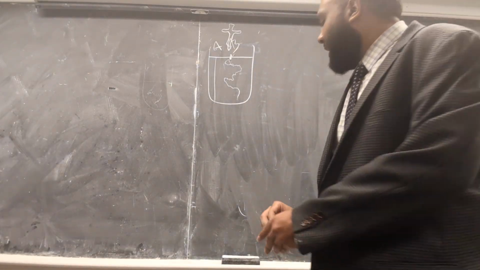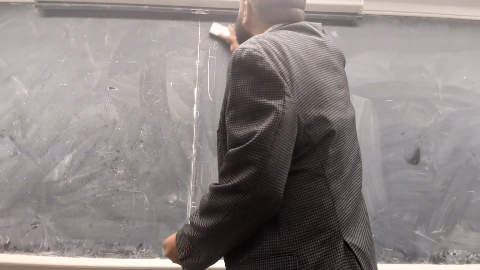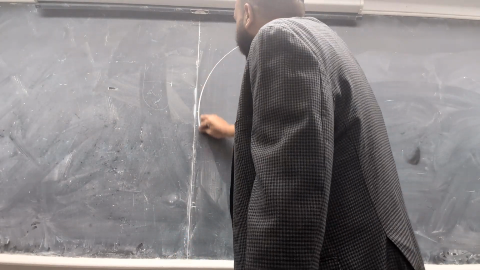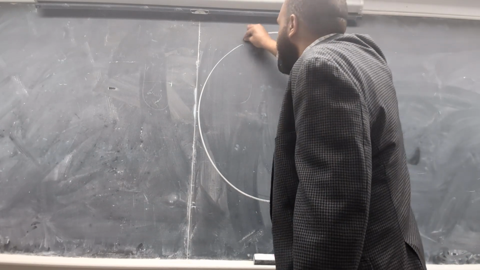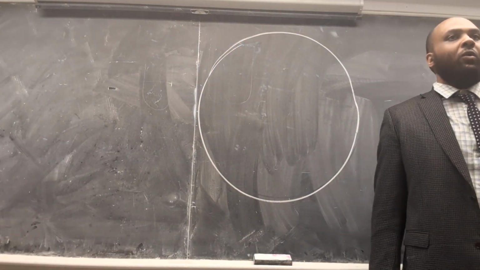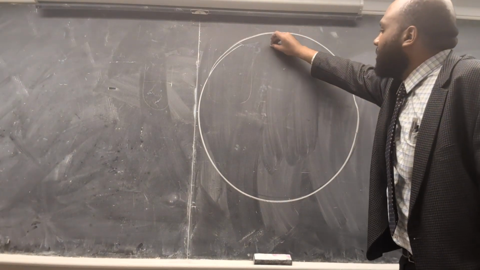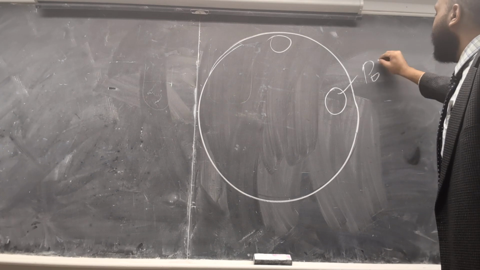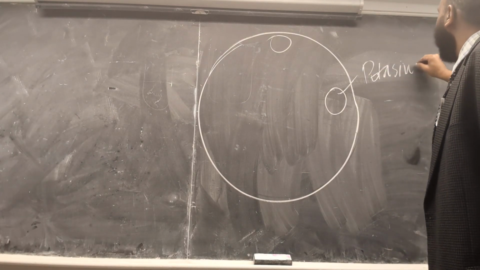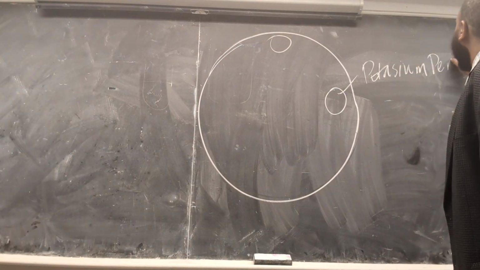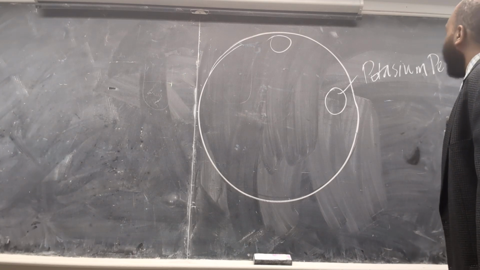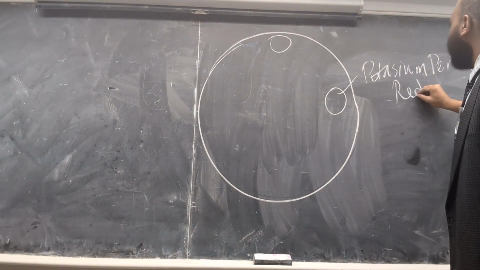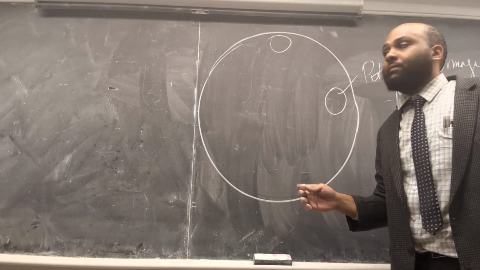The second part of the lab is we're going to get an agar gel. This agar gel is in a petri dish, like this. What's gonna happen is we're gonna make 4 holes. One hole is gonna be the control. One hole is potassium permanganate, and that's red color. That's red potassium permanganate.